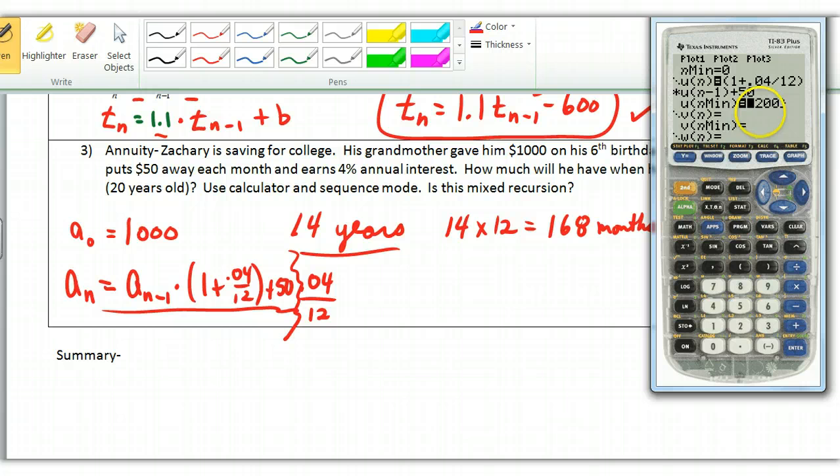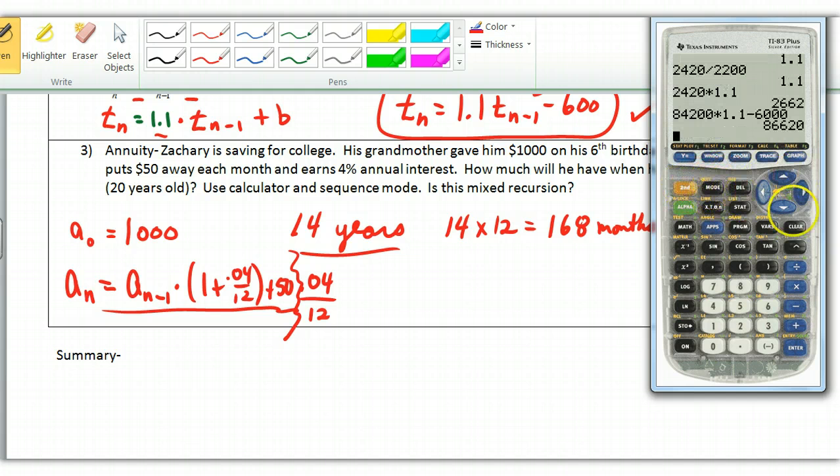And then this one here, grandmother gave him $1,000 to put in. And so for 14 years, he's going to be putting this money away. Now, what we say is the very last payment we're not going to make. So when we calculate this out, we can go to the home screen and we can say, oh, this is U of 168. Oh, missed my 1. And so if we put this in, we get that value.